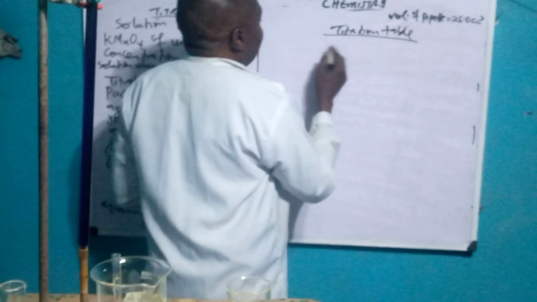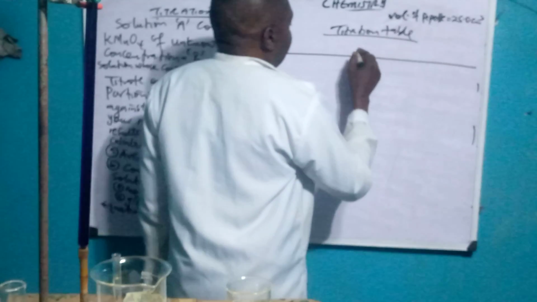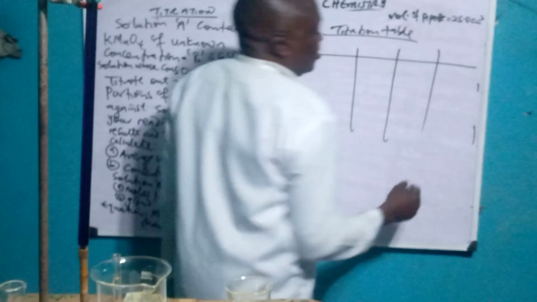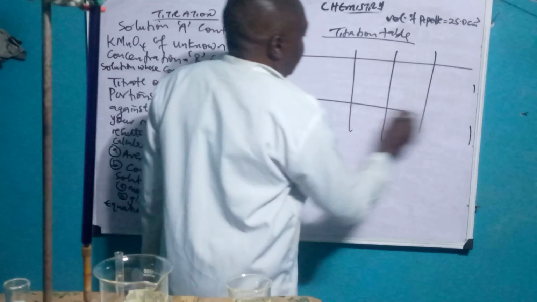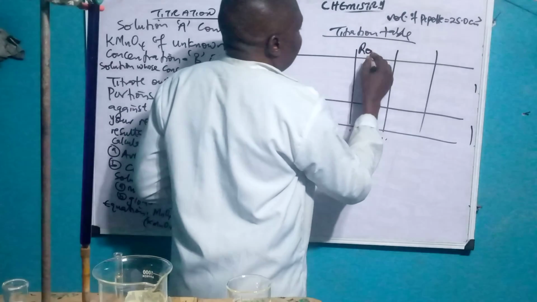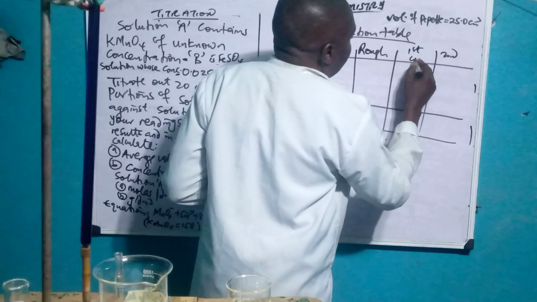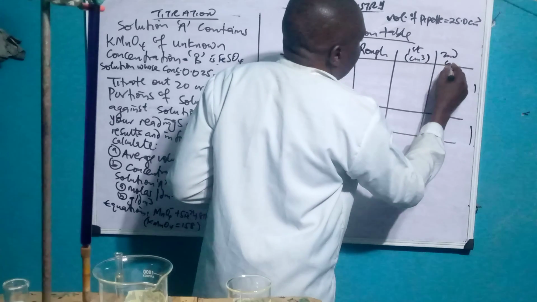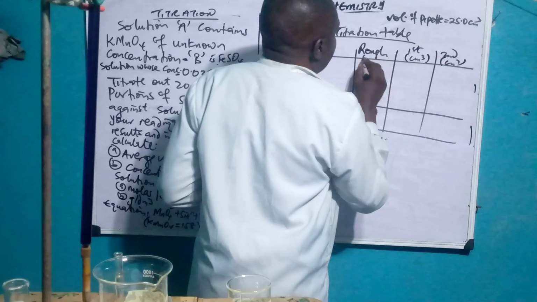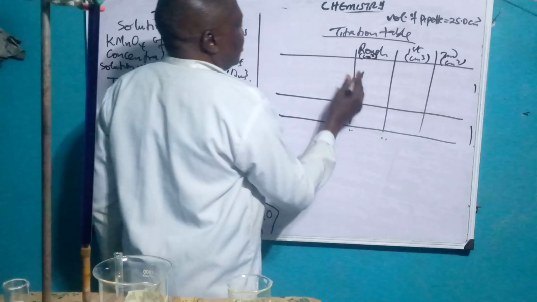If you use capital letter, it doesn't matter. Use small letter or capital letter, anyone is okay. So you have it here. I advise you to always draw 3 columns. You have something like this. You have here rough, first, second, and cm³. You must always indicate the unit.